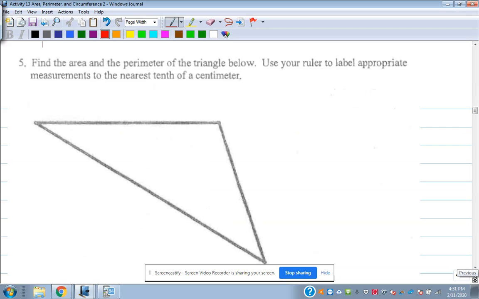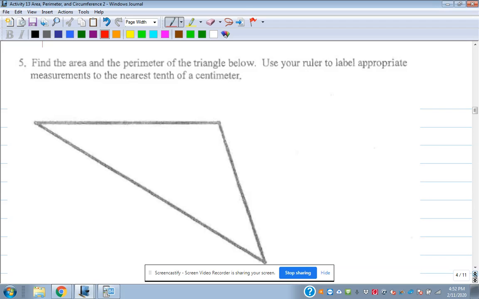We're good. All right, 5 says, find the area and the perimeter of this triangle below. Use your ruler to label the appropriate measure to the nearest tenth of a centimeter. So what about this triangle is important to note when we go to find the area of it? What kind of triangle is this? It's obtuse, which means what? What's greater than 90 degrees? One of the angles is greater than 90 degrees.